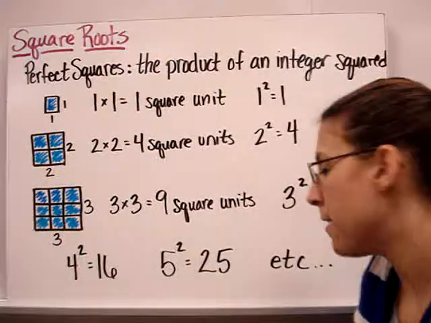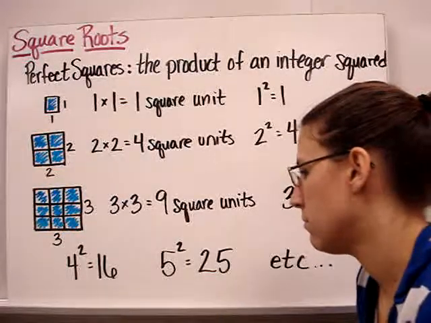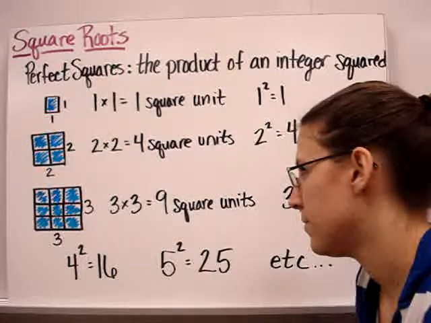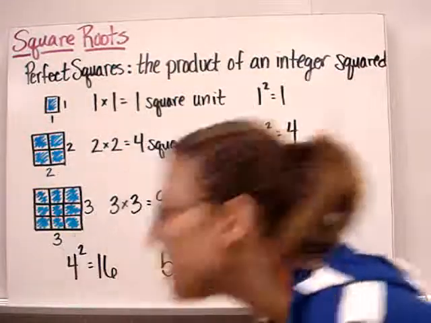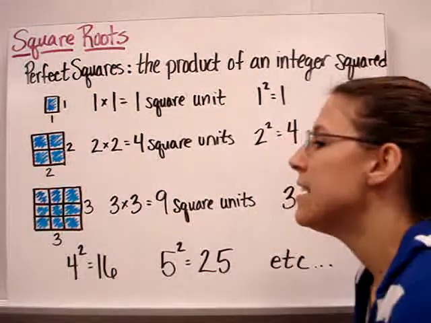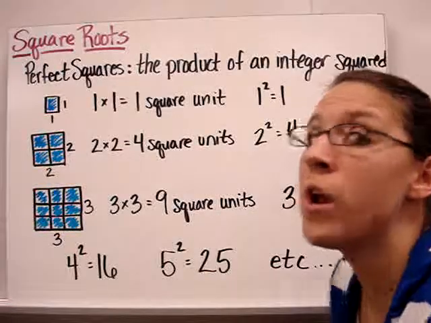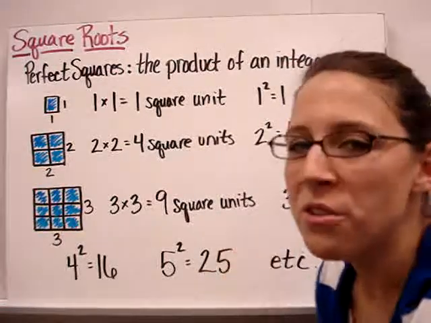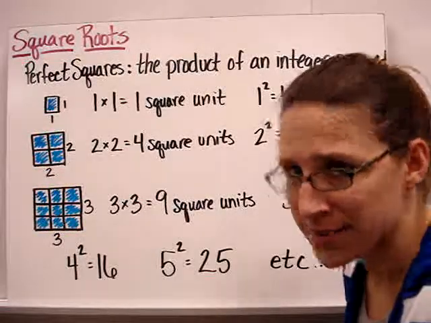25 is a perfect square. 36. 49. 64. 81, 100, 121, 144, they're all perfect squares.